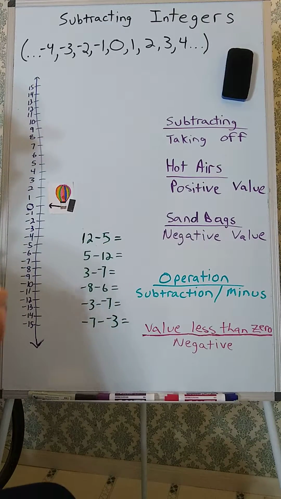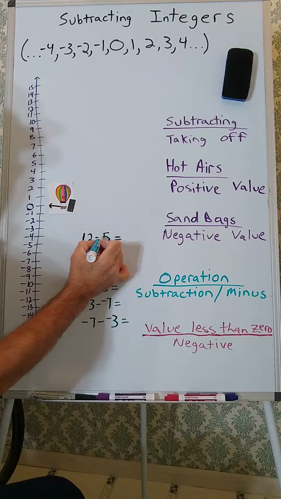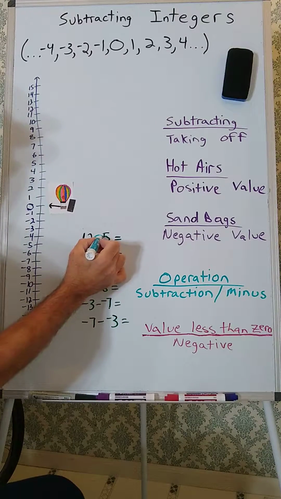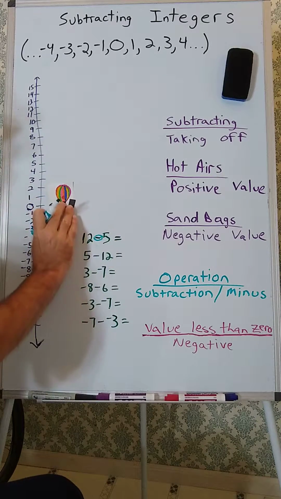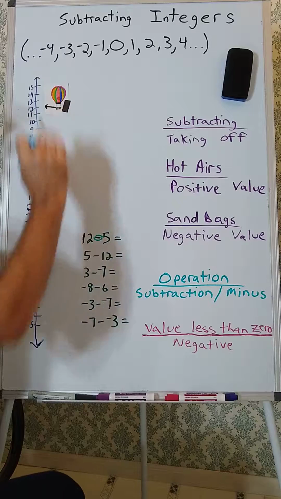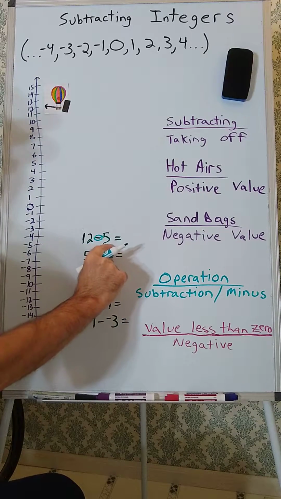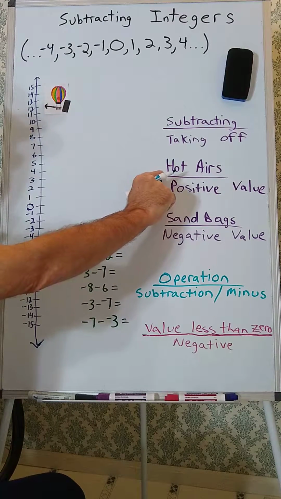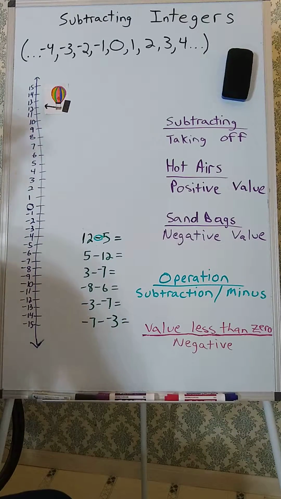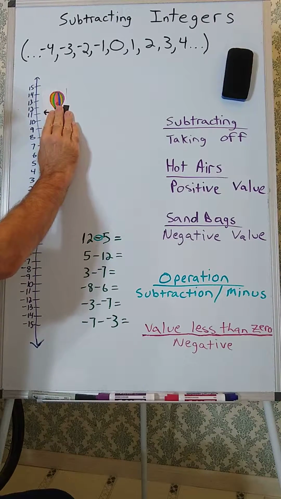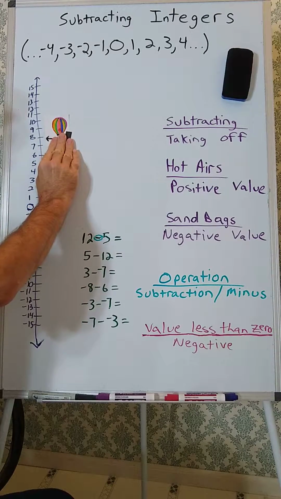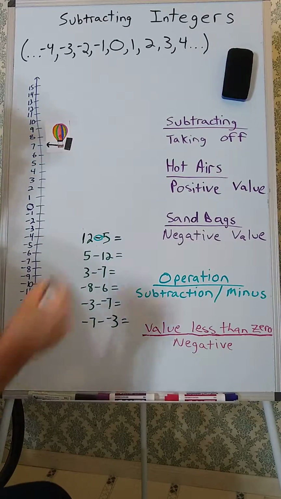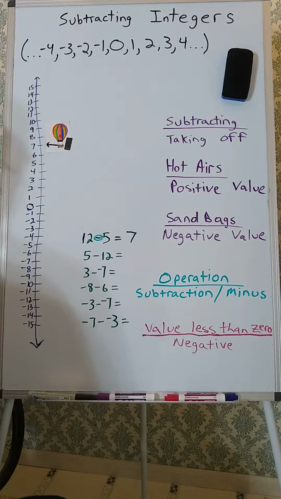So in the first one, 12 minus 5, the operation is right here, subtraction, we're taking off. And we're starting at 12. 12 hot airs would make the balloon go up to 12. We're taking off, and the number after the subtraction is 5. This 5 has no sign, so it's positive 5. So we're taking off 5 hot airs. What happens when you take away hot air? It's going to descend. So it's going to go down 5. 1, 2, 3, 4, 5. So 12 minus 5 is equal to 7.